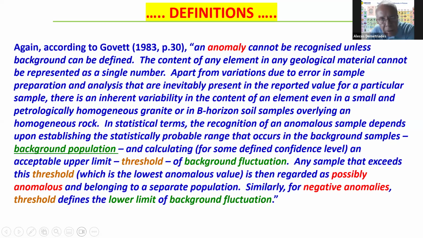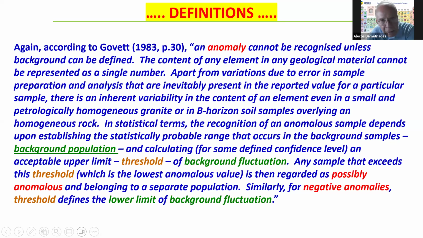The constant of any element in any geological material cannot be represented as a single number. Apart from variations due to error in sample preparation and analysis that are inevitably present in the reported value for a particular sample, there is an inherent variability in the content of an element even in a small and petrologically homogeneous granite or in B-horizon soil samples overlying an homogeneous rock.